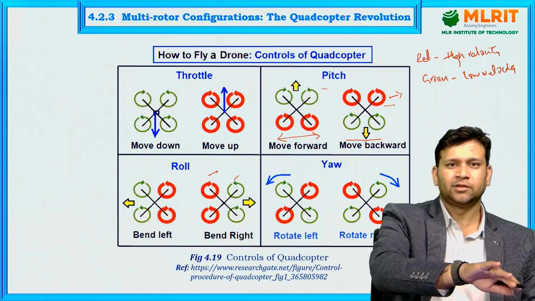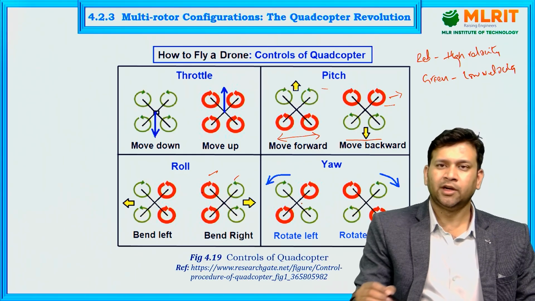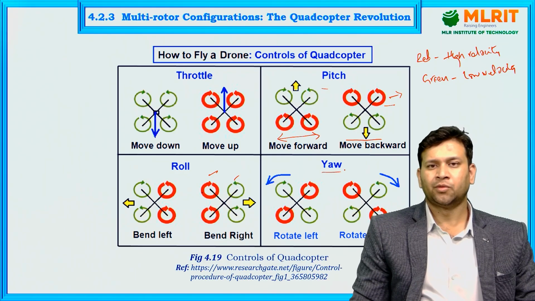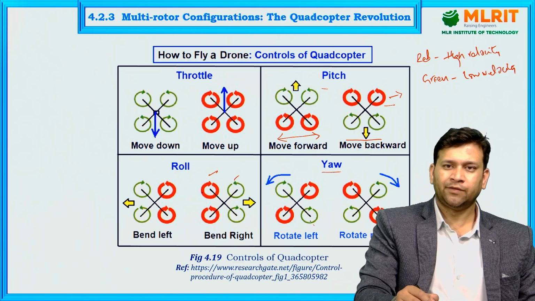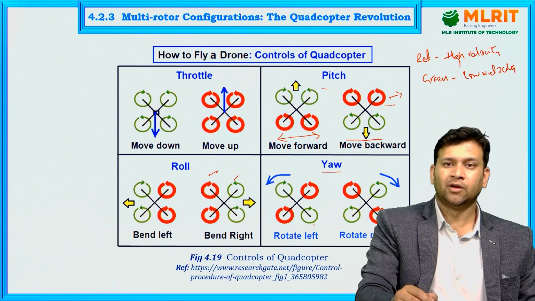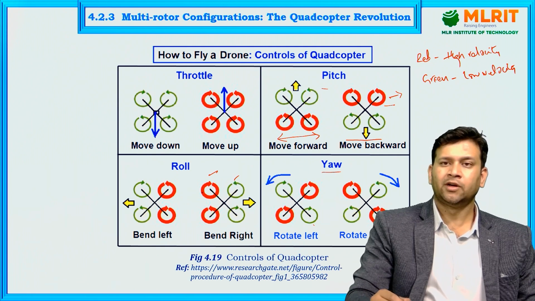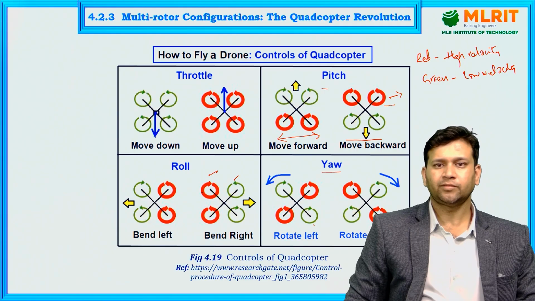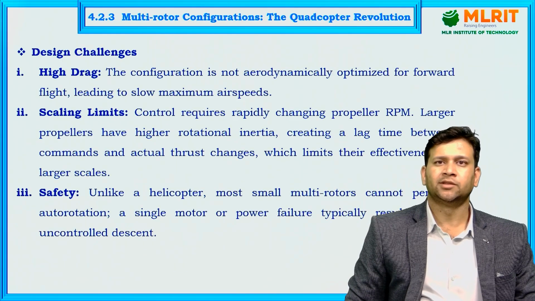Then the same thing with the diagonals when it comes to the yawing motion of the quad. If this diagonal has low velocity and this has high velocity, then it will rotate to the left, and vice versa for rotating to the right. So these are the basic controls of a quadcopter, which we'll see even in the next lecture.